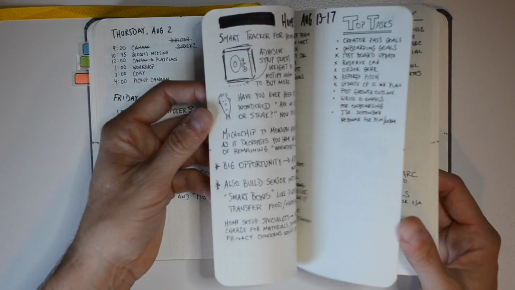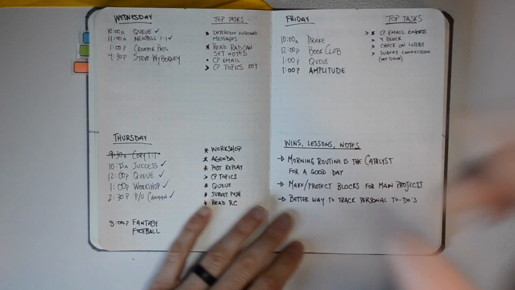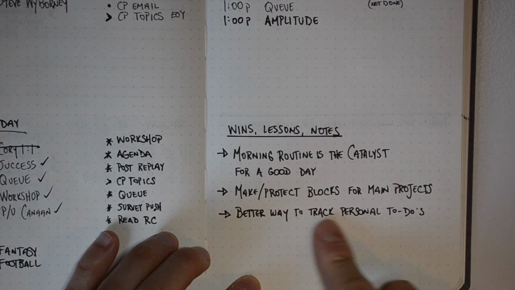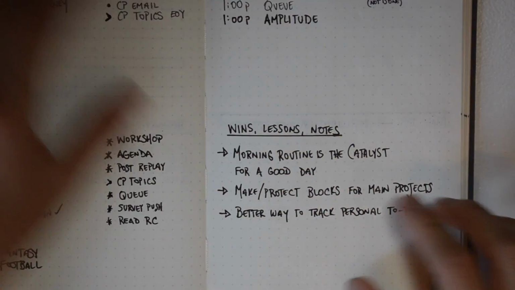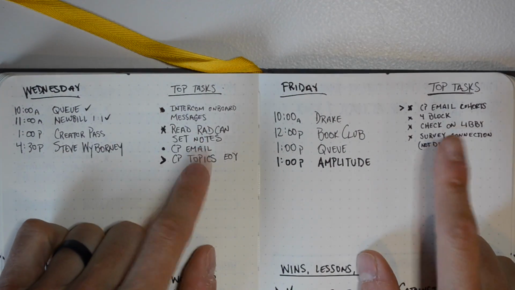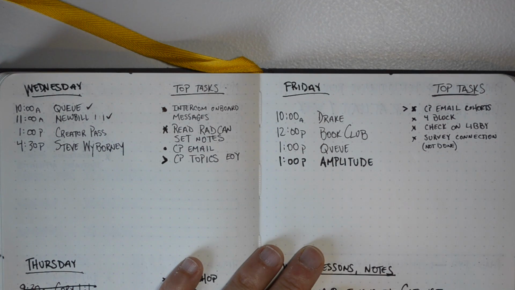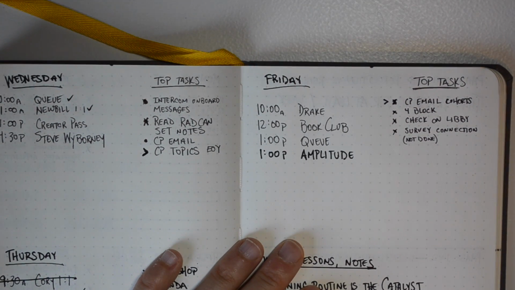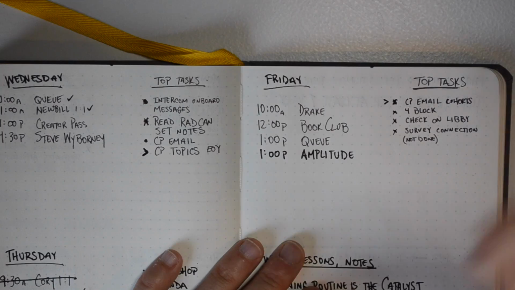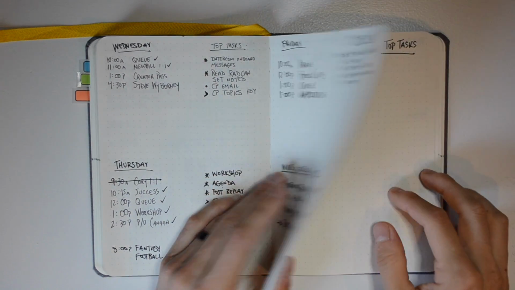One of the things that I noticed back in August, and this is the week that just ended, is that I needed a better way to track personal to-dos. Now you could say, hey, I've got all my top tasks right here, but those tend to be, for me, I just naturally put work stuff in there more, and that's what I concentrate on and what I use the majority of my bullet journal for. What I want to do is have a better way for tracking personal to-dos.